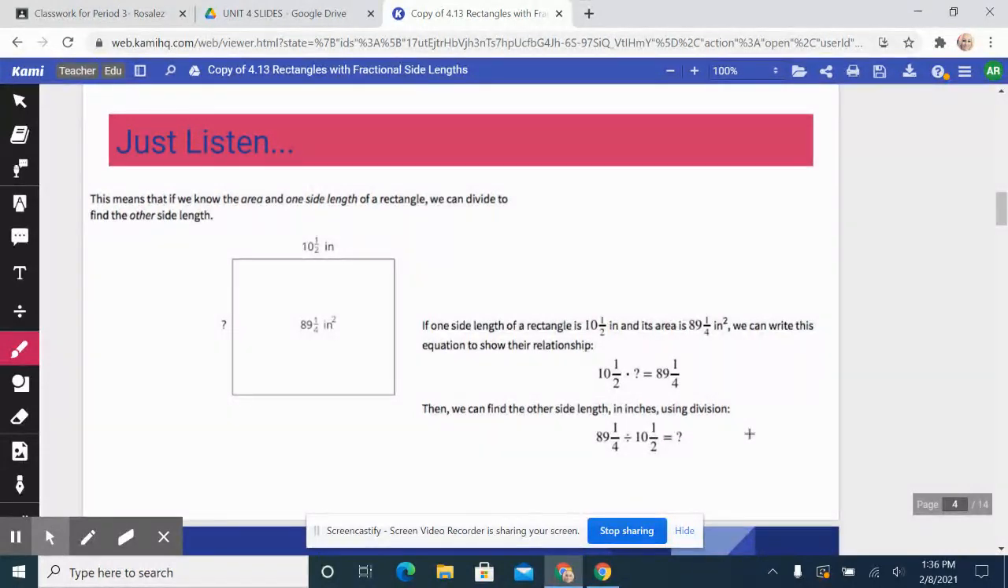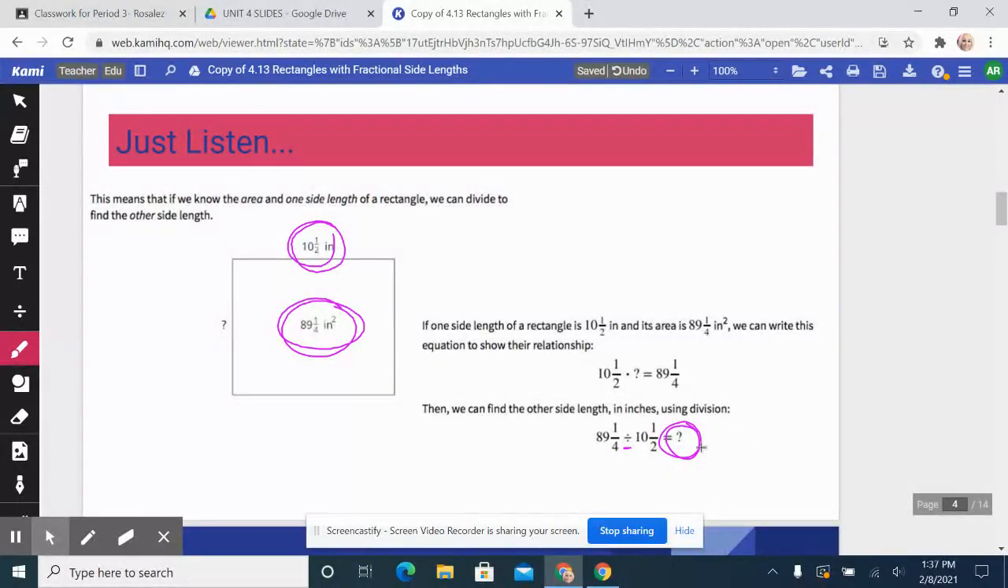So now here's a harder example. Now you can kind of see what I was doing above. I didn't want to complicate it, right? If I'm given an area and I tell you the whole inside is 89 and 1/4, and I give you this side, what you were just taught in the slide above was to divide them, right? You're looking for that missing side by dividing. So you would do 89 and 1/4 divided by 10 and 1/2. And that's what we're going to be doing.